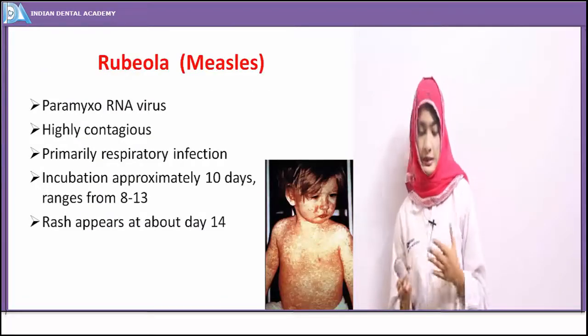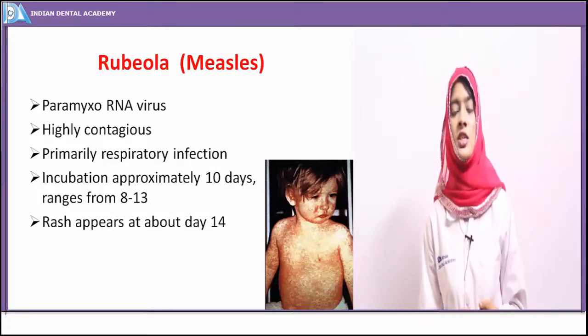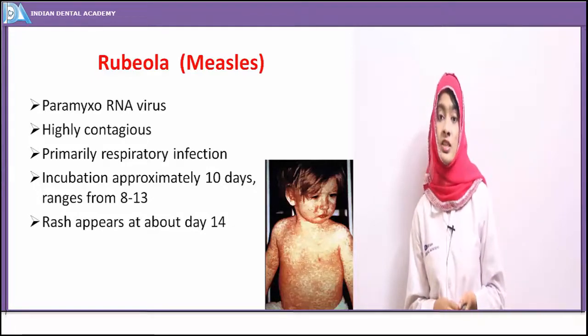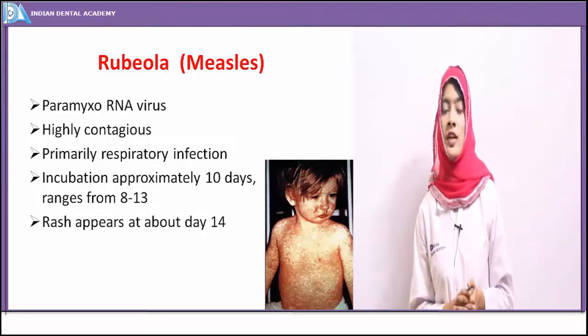So, and then the other commonest infectious viral disease which we see is nothing but measles, also known as rubeola. This measles is an acute infectious disease. It is a highly contagious disease. It's caused by a paramyxovirus.